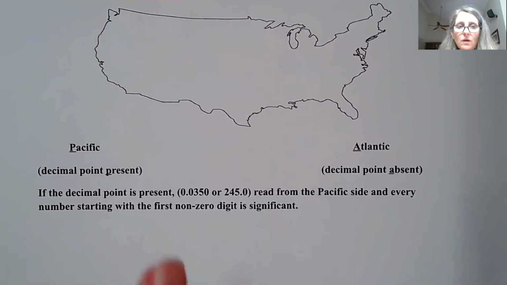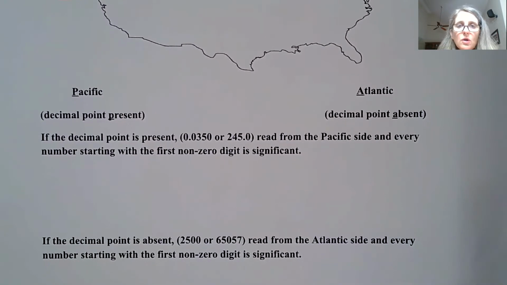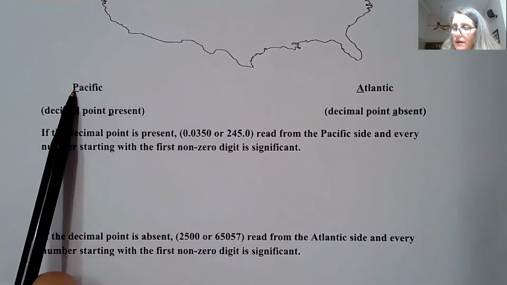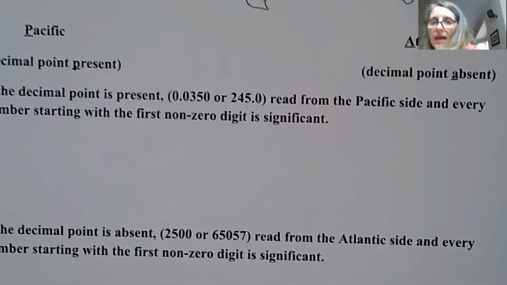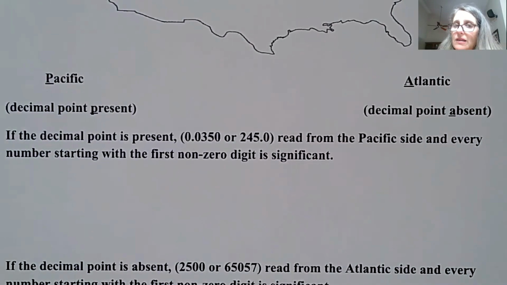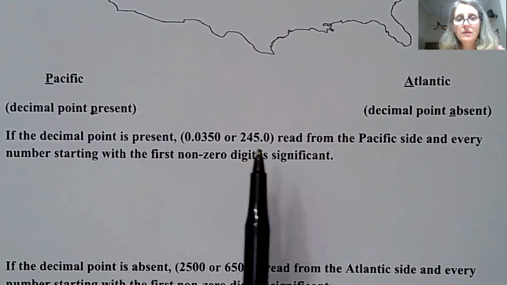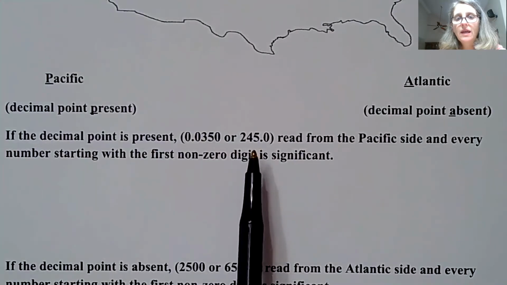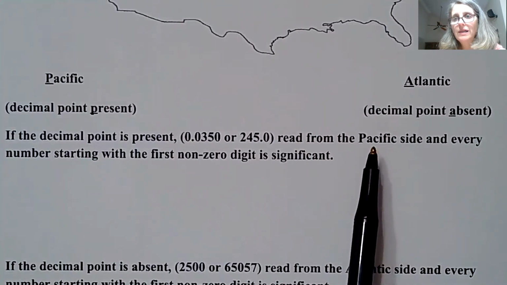So I want you to think of the United States of America and think of the fact that we have the Pacific Ocean on the left and the Atlantic Ocean on the right. So what we're going to use is the P in Pacific to be when the decimal point is present, and then A for the Atlantic is when the decimal point is absent, meaning there is no decimal point in the number. So we have 2 sets of rules called the Atlantic-Pacific rule. If the decimal point is present, so you see these 2 numbers here that have a decimal, we always are going to read from the Pacific side, and I will go through an example here.